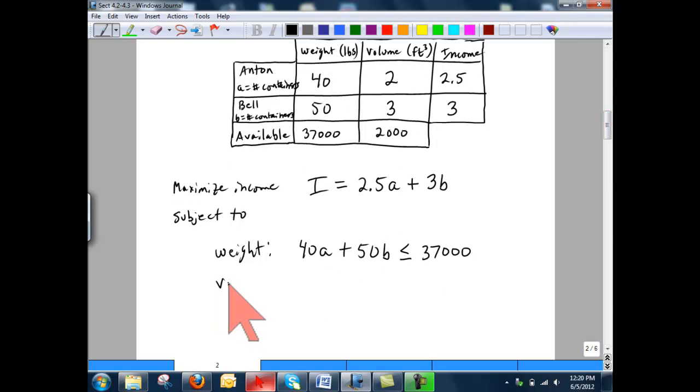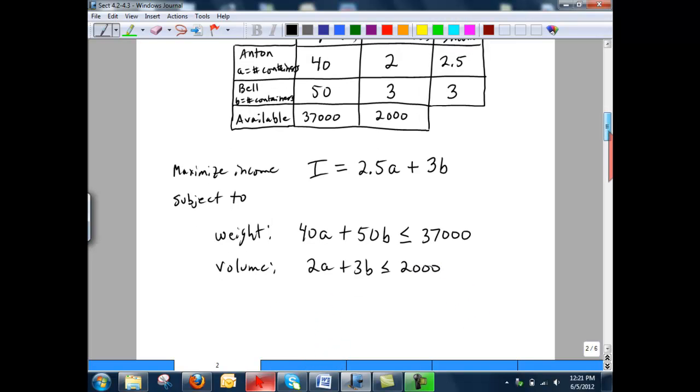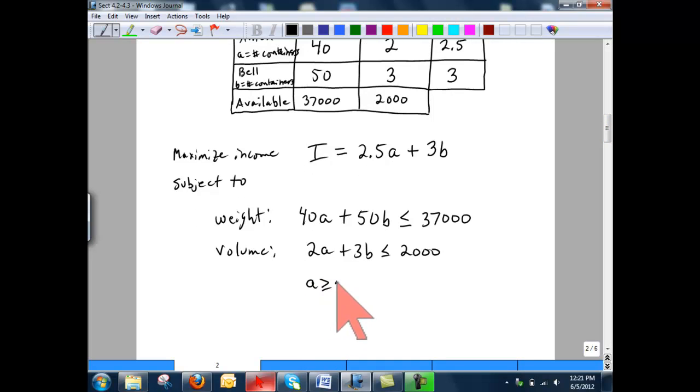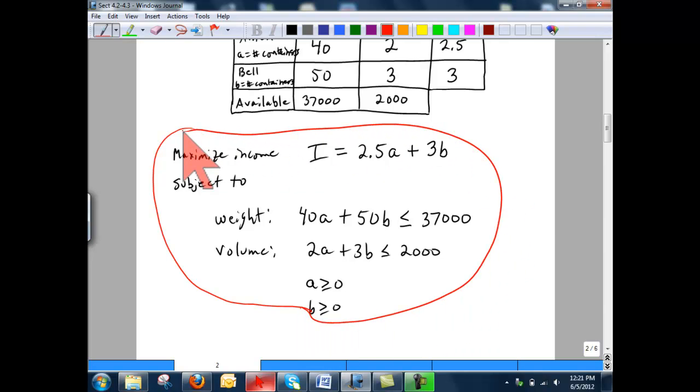There's also a volume constraint. That's 2 times A plus 3 times B is less than or equal to 2,000. And finally, there are minimum constraints. Again, A and B are physical quantities. They're numbers of containers, so we need A to be greater than or equal to 0, and also B to be greater than or equal to 0. And when we say set up the linear programming problem, here it is. This is the mathematical problem that we'll want to be able to solve now. Find A and B that maximize income subject to the constraints.